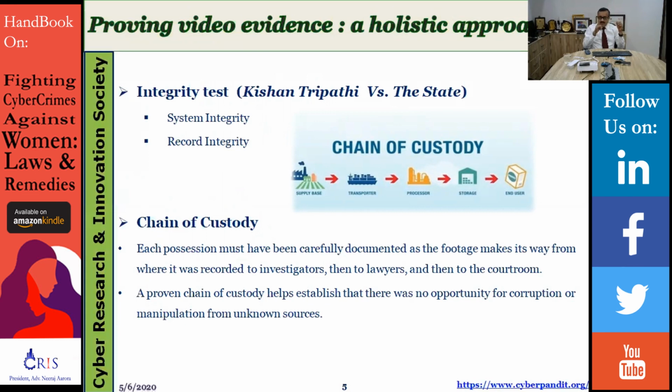System integrity means the system which has produced the electronic evidence must be proved. So again, we are going to the source, the first part, admissibility. So that is the same. Second part is the authenticity. So that part is to be proved by the record integrity. So this is the second test which is laid down by the High Court. And record integrity means from the moment an electronic evidence has been generated to the moment it is being filed in the court of law, its chain of custody must be established beyond doubt. So you have to keep in mind that whenever you have to prove a video evidence, you have to comply with both these tests. Right?